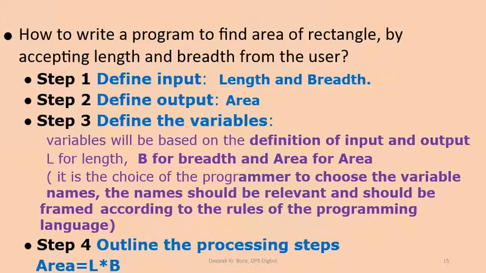So the next step, outline the processing steps. Here it is very simple. We know the formula to find the area of a rectangle is length into breadth. So here the processing step is area is equal to L into B. And then last, we have to display the output or result.